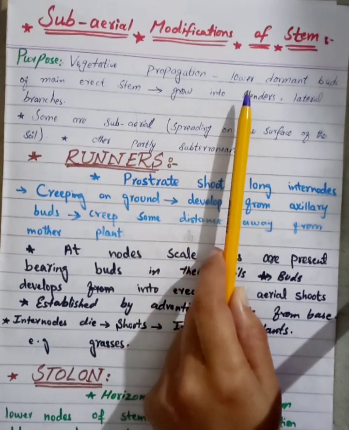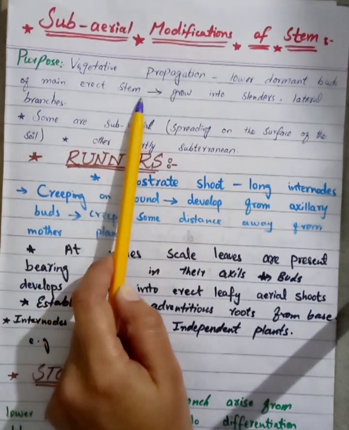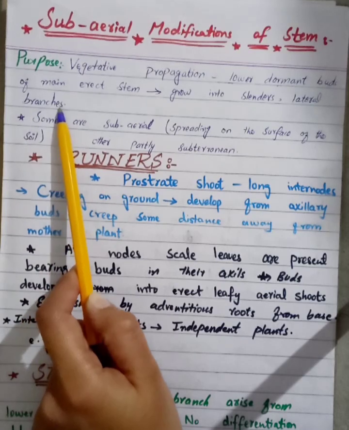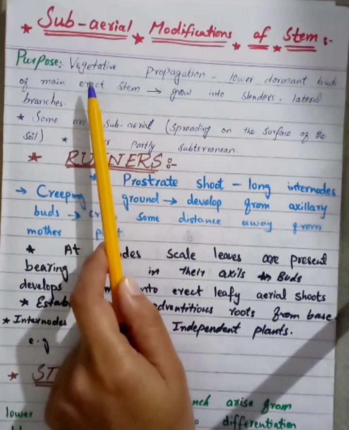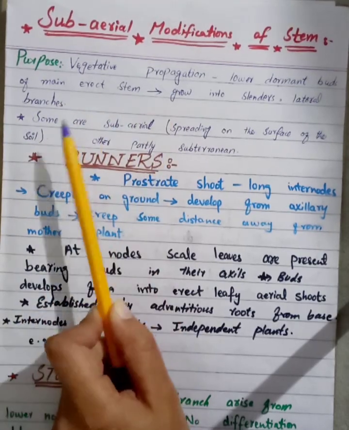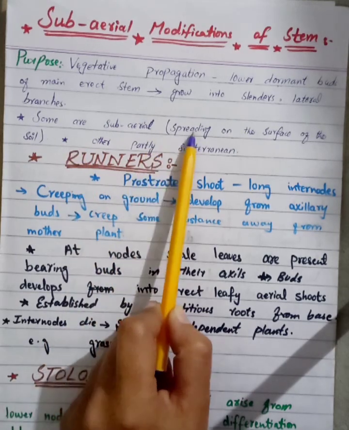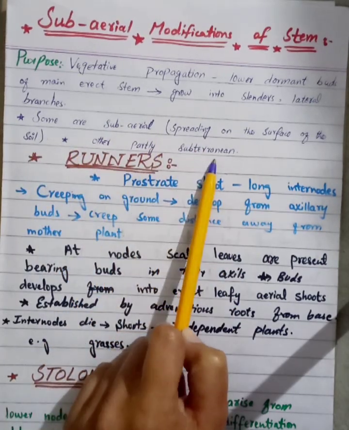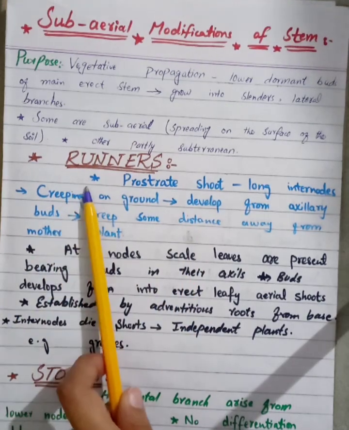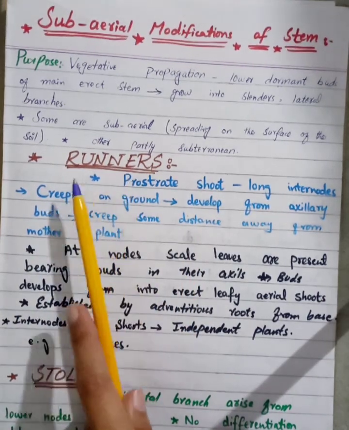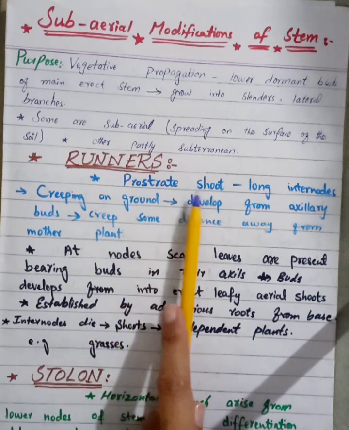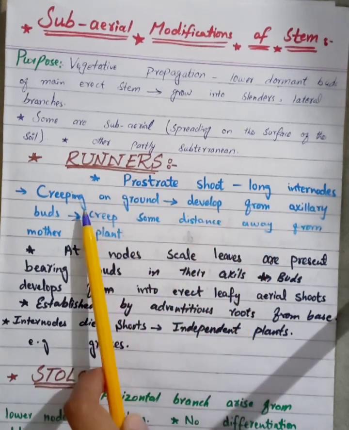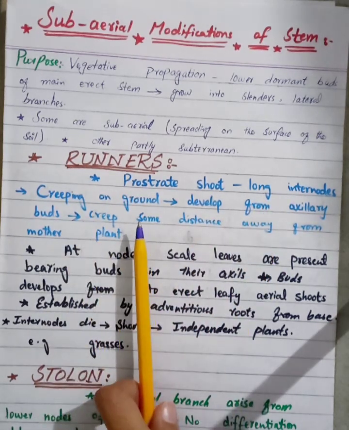The lower dormant parts of the main erect stem grow into slender lateral branches, and these help the plant with its vegetative propagation. Some are subaerial, spreading on the surface of the soil, and others are partly subterranean. Now, the first subaerial modification is the runners. Runners are prostrate shoots with long internodes, and these creep on the ground.